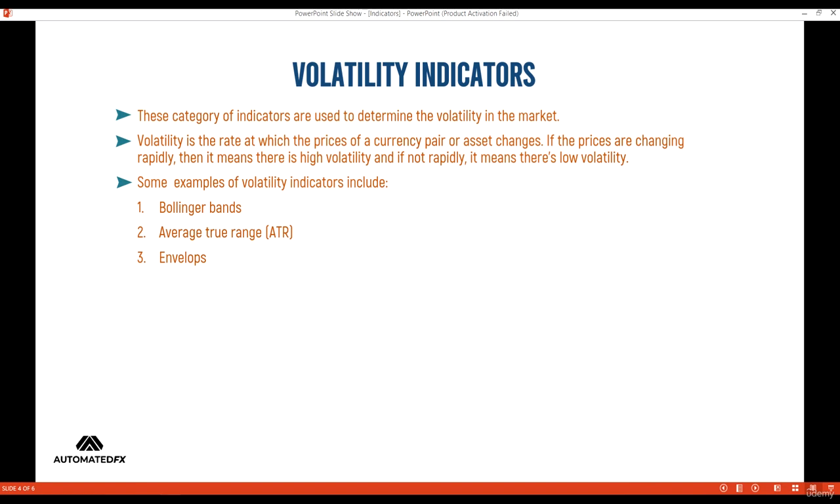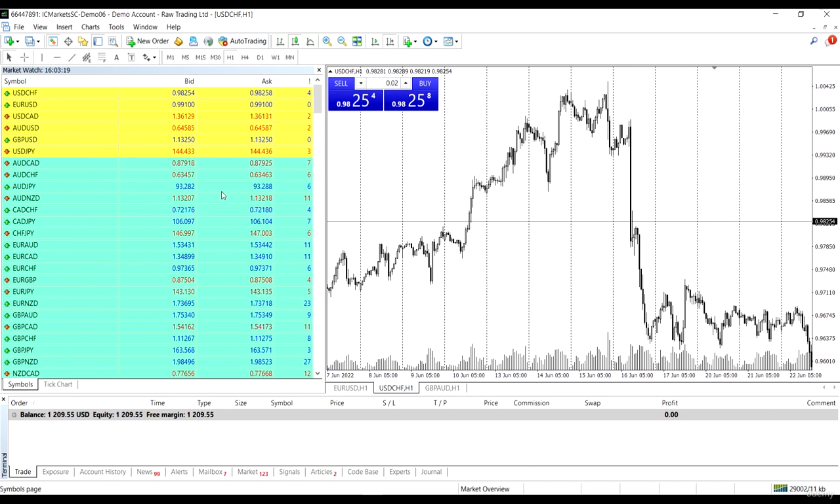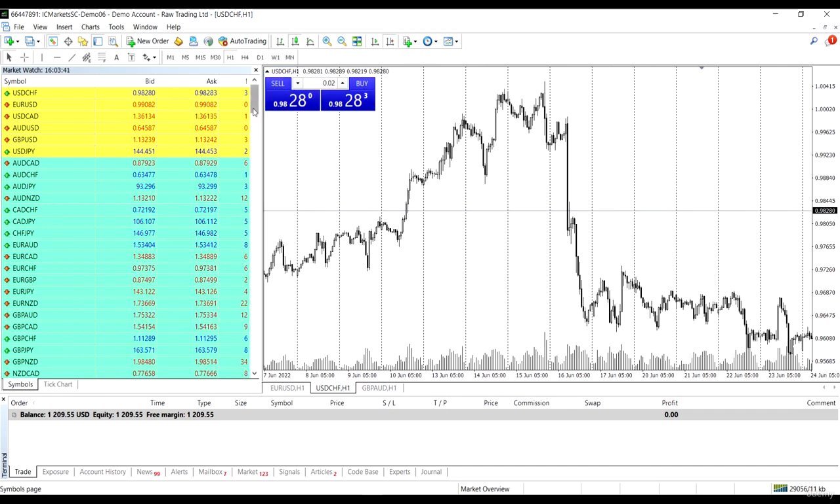And what's volatility? Volatility is the rate at which the prices of a currency pair or asset change. Now, if I go to this chart, to my MT4, you are going to see that the price changes. Look at from 0.99. If you just observe, you tend to see that the prices here change. You can see it. Volatility is basically the rate at which the prices change.